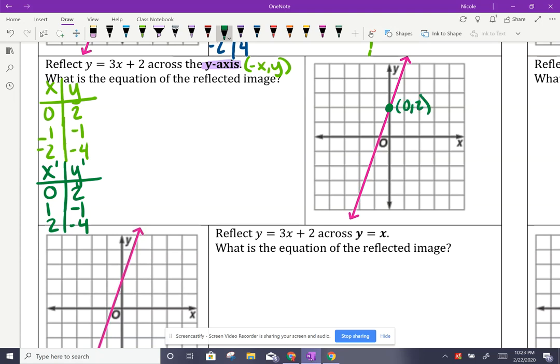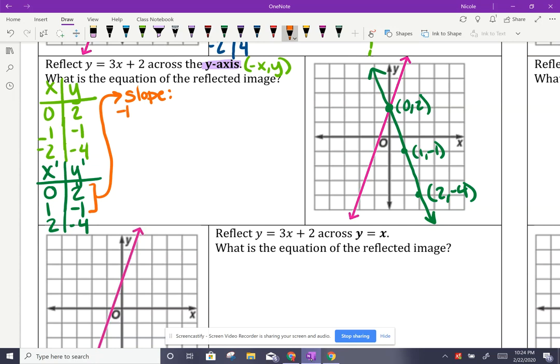But then we have positive 1, negative 1, and positive 2, 1, 2, 3, 4, negative 4. So this is our new line reflected across the y-axis. Take these 2 points and find the slope.